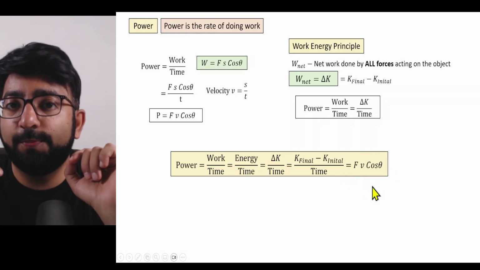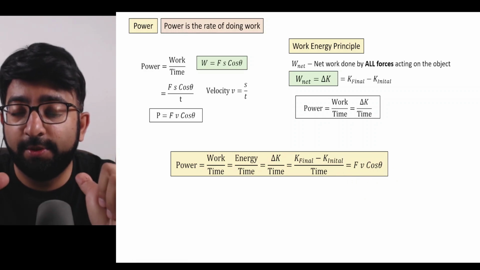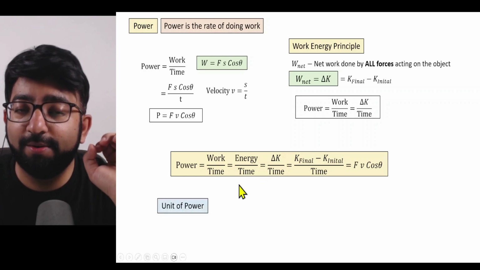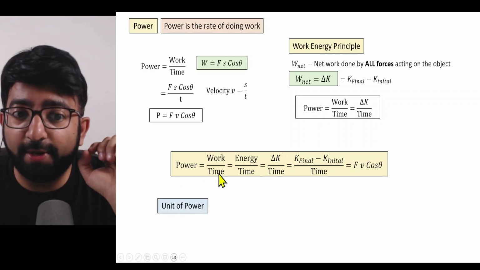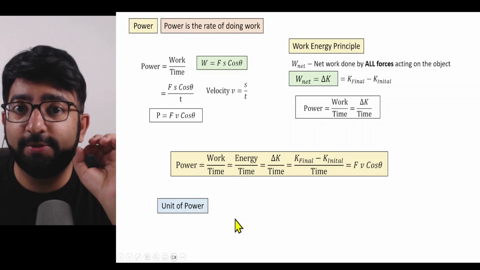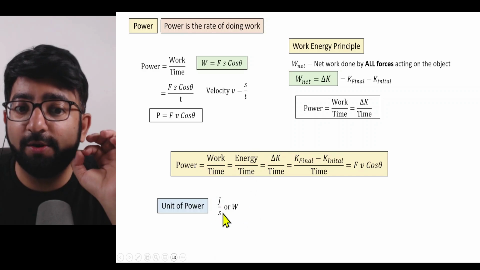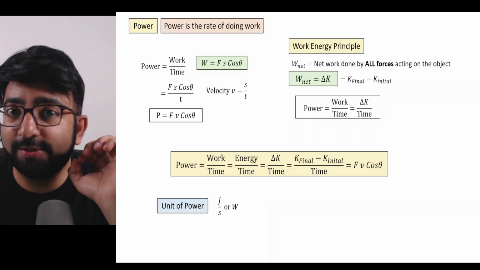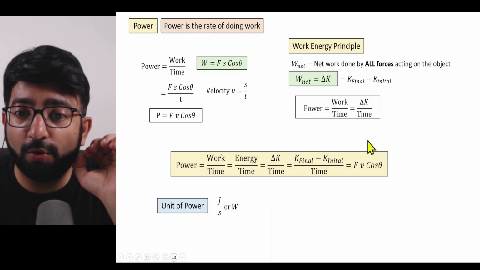So depending on which parameter is present in the question, we can use various formulas. And what will be the unit of power? Since power is work done per unit time or energy per unit time, the unit of energy is joules and time is seconds. So either we can write joules per second or we write W. W stands for watt. Now let us try to solve a few questions based on these formulas.